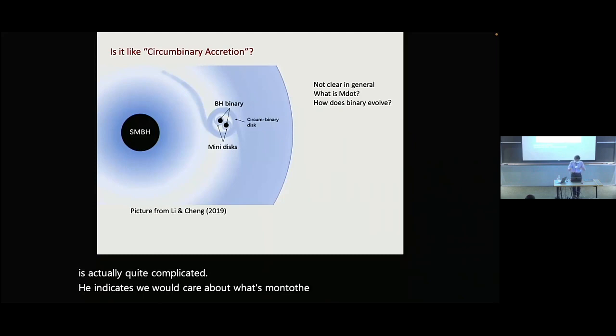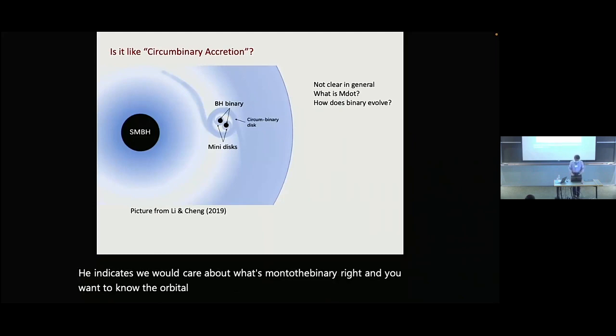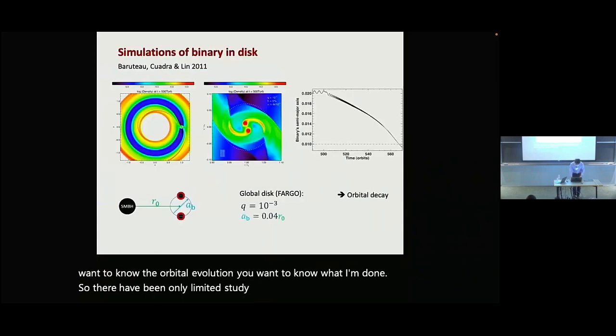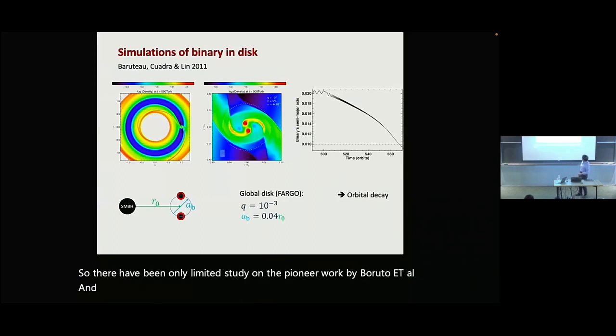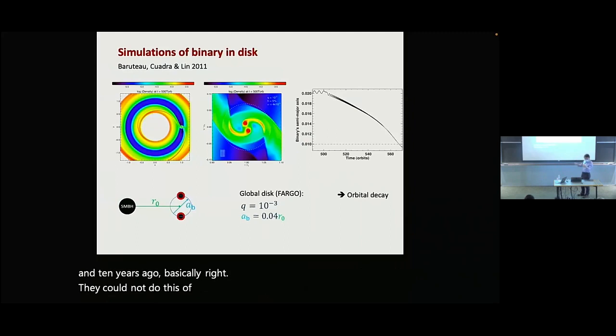In any case, we would care about what the m dot onto the binary is, right? And you want to know the orbital evolution. You want to know what m dot is. So there have been only limited studies on this. The pioneering work by Baruteau et al., 10 years ago, basically. They could not do this, of course, for the whole real AGN disk.